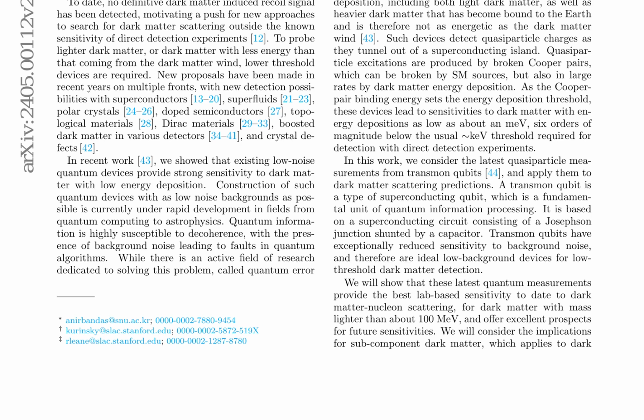Transmon Qubits can detect dark matter with low energy deposition, including both light dark matter and heavier dark matter that has become bound to the Earth, by measuring power fluctuations in single quasiparticle devices. The authors consider two potential dark matter components: the dark matter wind from the galactic halo and a thermalized dark matter population bound to the Earth, detailing the dark matter density and velocity inputs for these components.